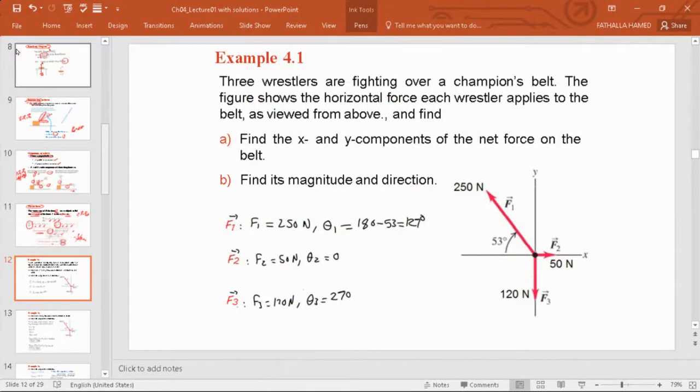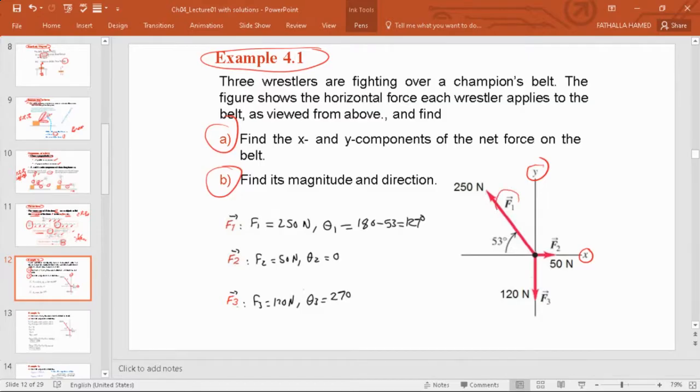So let's illustrate this with an example here, and we'll look at example 4.1. Three wrestlers are fighting over a champion's belt. The figure shows the horizontal force each wrestler applies to the belt as viewed from above. They ask us to find the x and y components of the net force on the belt and the magnitude and direction. So if you look at your x-axis here, this is the x, this is the y.